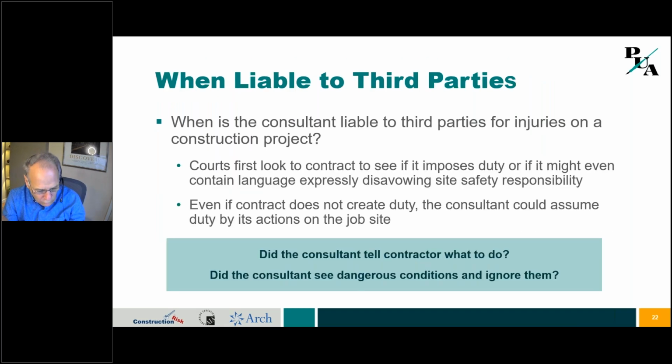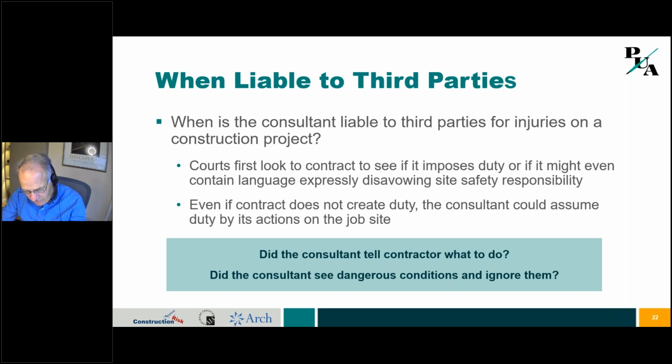Okay, so when will the consultant be liable to these third parties? Well, the courts are going to look to the contract, and then even if the contract doesn't create the duty, the court's going to look at what you did in the field. Did you tell the contractor what to do? Did you see a dangerous condition and ignore it? Now, this second point on this slide is one that can catch a designer up, because if you see a dangerous condition in the field, but it doesn't create an imminent danger, an imminent hazard, then the answer may be at that point, you should communicate with the contractor or with your client.